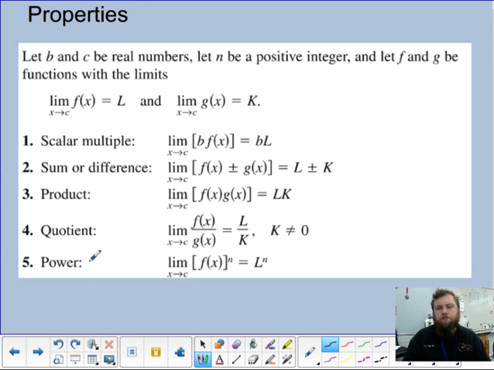Now, we have a bunch of properties of limits here. And these are similar properties you've seen with variables before. Scalar means you can multiply by some number. Sum or difference is if you have two functions, limit of two functions, you're adding them or subtracting them, the limits can be separated. So limit of L plus K. And if you multiply the functions together, it's the limits multiplied together. And if you divide the functions, then it's the limits divided. And if you take a function to a power, then it's the limit to the power.